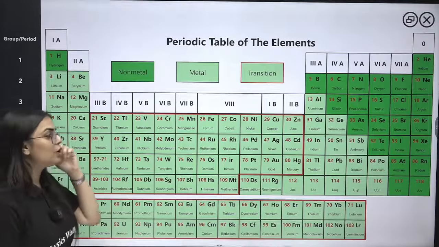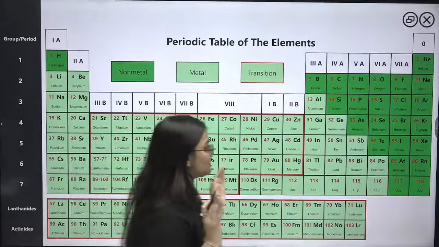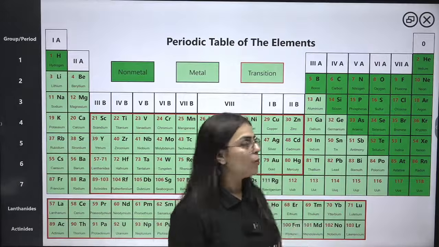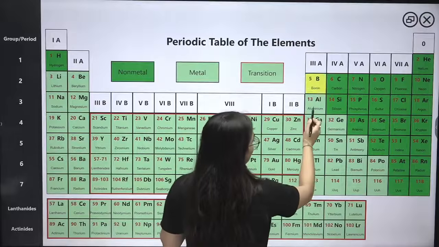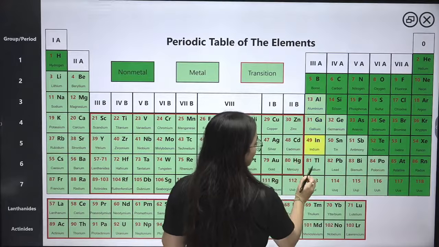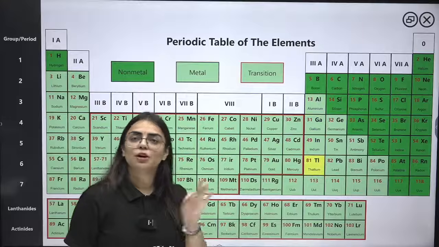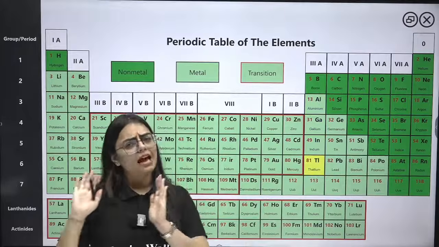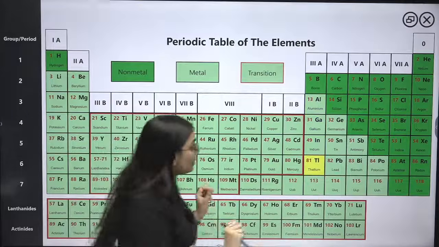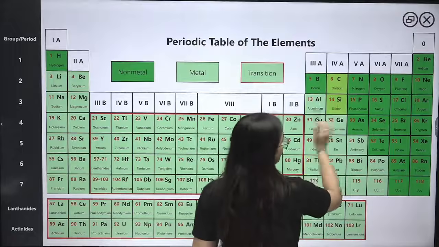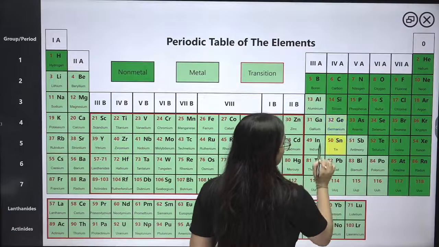So basically if I talk about the P block elements that we have started, we have already covered boron, aluminium, gallium, indium and thallium. So basically these are group number 13 elements that we have done. But today we'll be moving on to carbon, silicon, germanium, tin and lead.